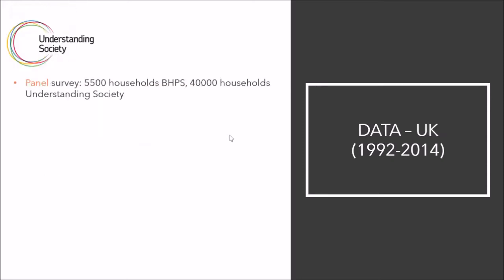The second survey that I'm going to be using today is UK data. I'm sure many of you are familiar with the UK Household Longitudinal Survey. This, unlike the NLSY, is a panel survey, but it follows originally 5,500 households in the British Household Panel Survey, and then it resamples for Understanding Society 40,000 households.